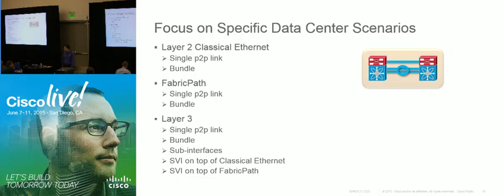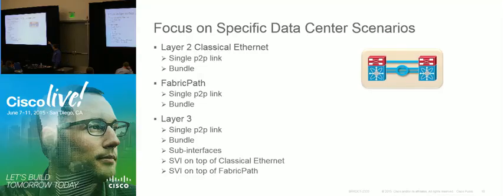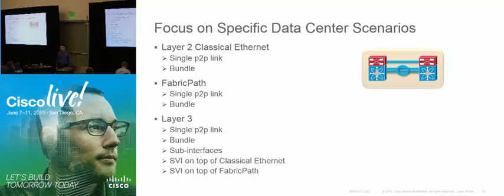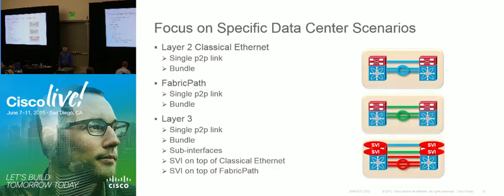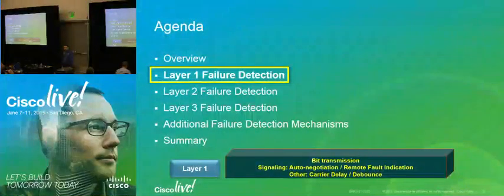Right? So drilling down into specific scenarios. By the end of this session, we will learn what we need to do where. We'll talk about bundles, or layer 2 Ethernet, point-to-point links, bundles. FabricPath, point-to-point links, bundles. Layer 3, all those different scenarios. Do you use timers? Do you tune timers? Do you do BFD? Okay, so we'll have a recommendation by the end of this session. Okay, all those different scenarios that may come up in the data center. So, any questions up until now? Good? Let's start with layer 1.